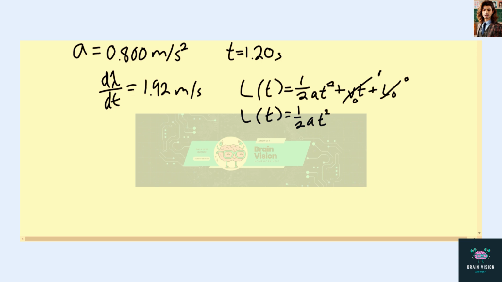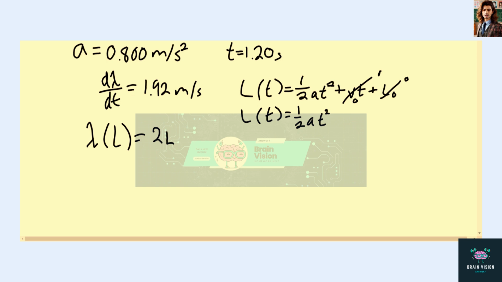From there, we can take a look at how lambda is related to L. So what is lambda as a function of L? The problem tells us that we can treat both the end of the string at the person's hand as a node and the end of the string at the yo-yo as a node, which makes sense. Those are both being held in place. So that means that lambda is going to be equal to twice the length of the string. So lambda as a function of L is 2L.